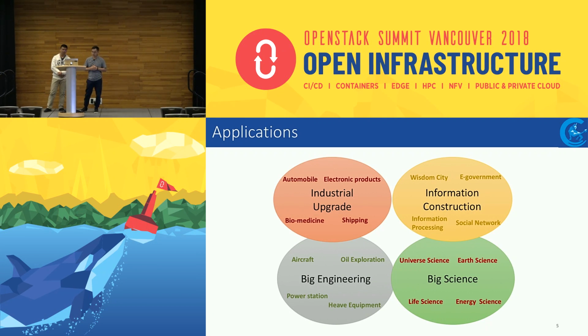The applications running on TH-2 include big science, big engineering, industry upgrade, and information construction. So the system is built to provide both HPC service and information infrastructure. This is also one of the reasons to adopt OpenStack for our cloud platform.